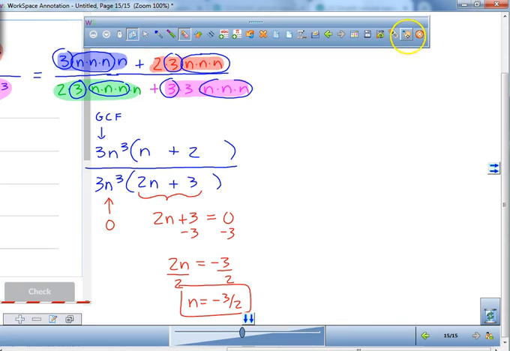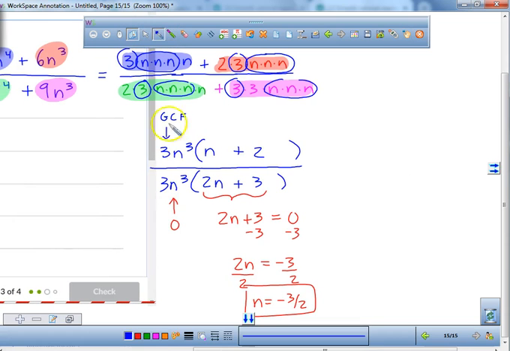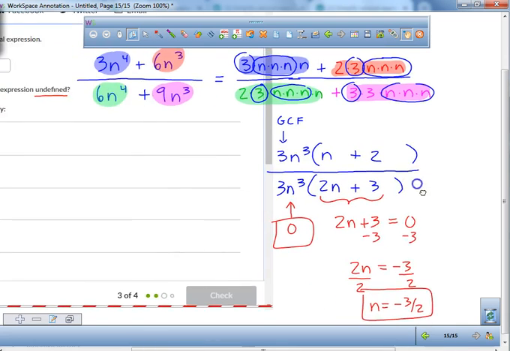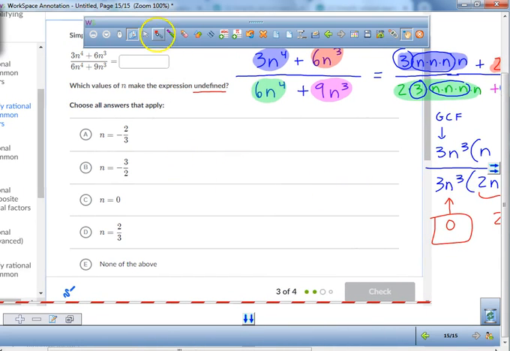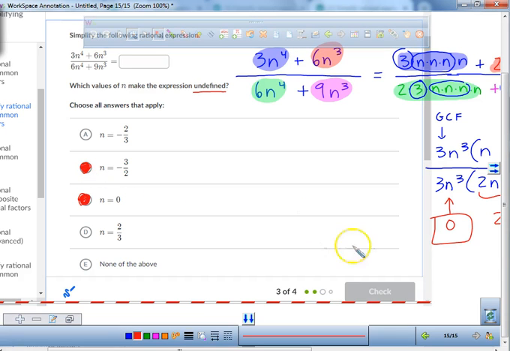All right, so what are our two numbers that make this undefined? 0 and negative 3 over 2. So over here, I'm going to select this answer right here, 0. And I'm also going to select negative 3 over 2. Those are going to be my multiple choice answers because those are what makes it undefined.